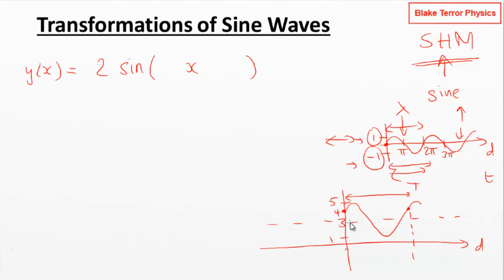We also want to shift everything up 3 because the equilibrium position is now at 3. It's not at 0 for y. So we need to do a translation in the y direction by +3. So we add 3 on the end. So that's dealt with our y transformations already.